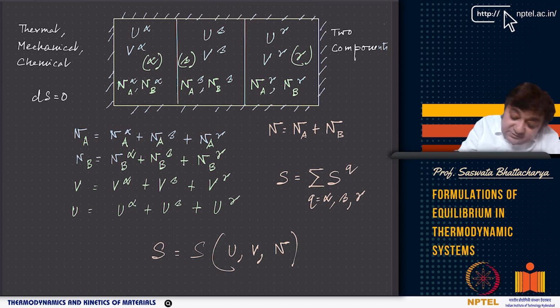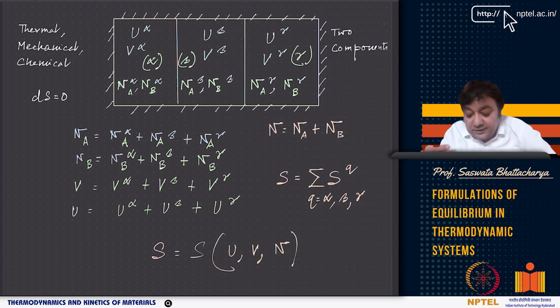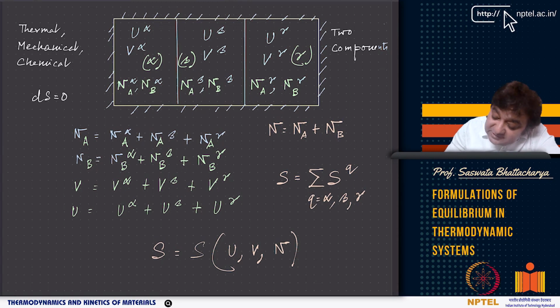Now, what are the constraints? This is something that we have to talk about. First thing, the wall. Equilibrium is achieved when the total entropy of the system is maximized, and we also talked about how extremization of the total entropy boils down to dS equal to 0, where S is the total entropy of the system.